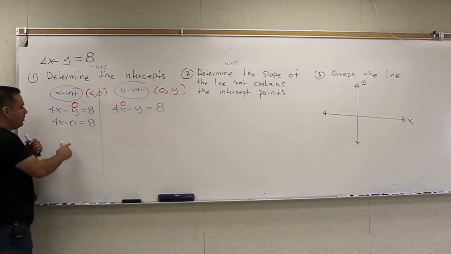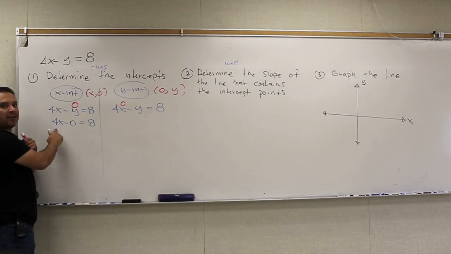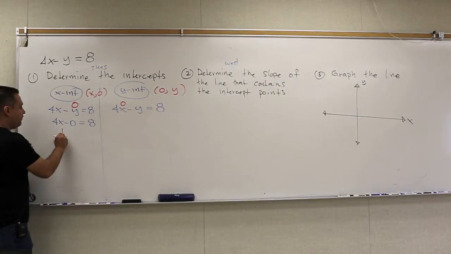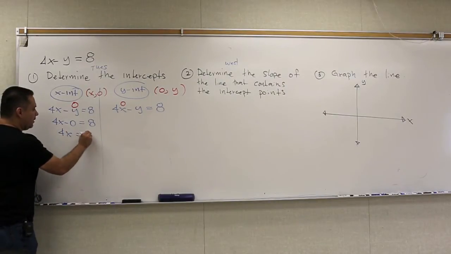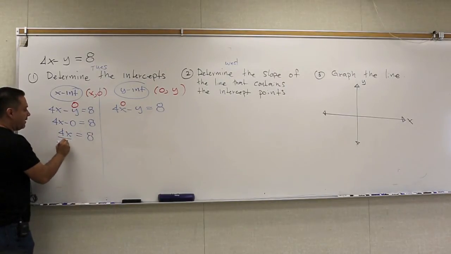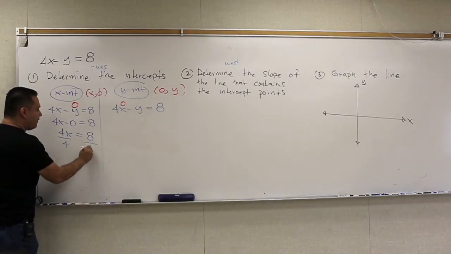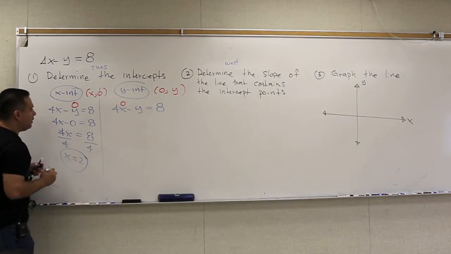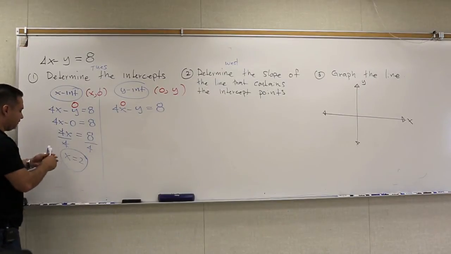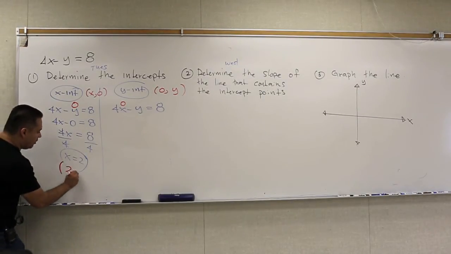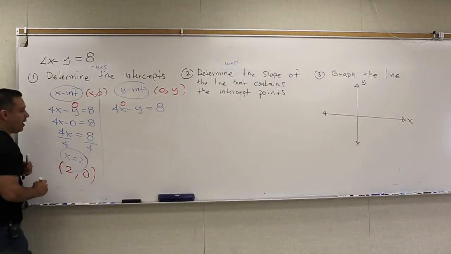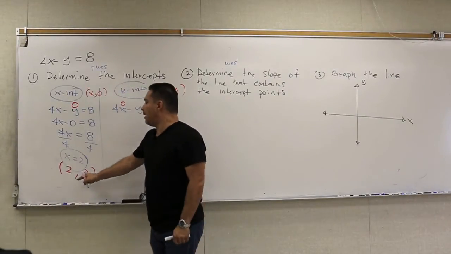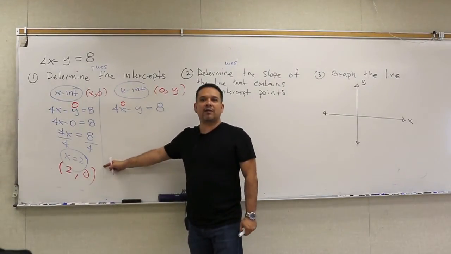So what you end up getting now is 4x minus 0 is 8. Do you know what happens when I subtract 0 from 4x? Isn't that just 4x? Now 4x is 8. If I divide by 4, what do we get for x? So x is the value 2. What that means is (2, 0) is your what? That's the x-intercept. This is the address. These are the coordinates.